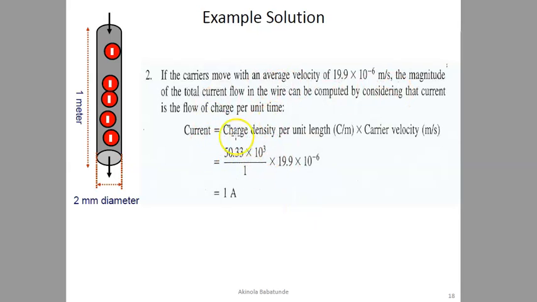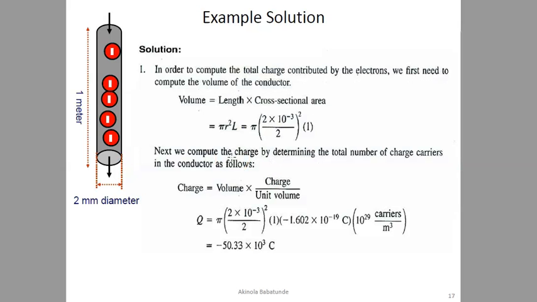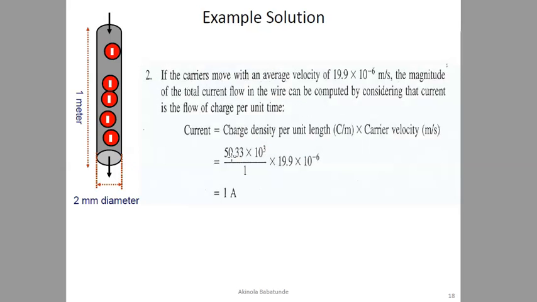We already found the charge density, which is 50.33 times 10 raised to the power 3 from the previous question. Multiply that by the carrier velocity, which is 19.9 times 10 raised to the power minus 6. That would give us 1 ampere. Don't forget, this is charge per unit length, and we know the length of the conductor is 1.